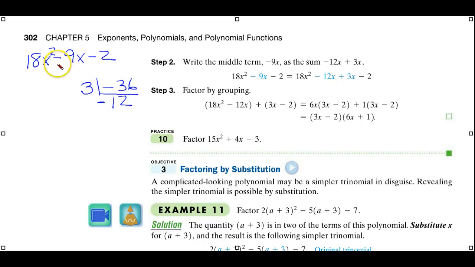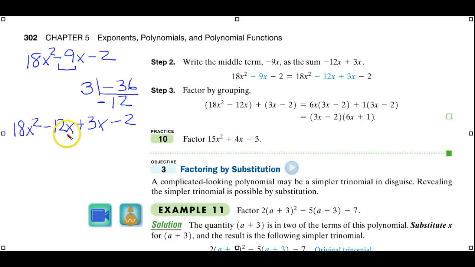Now we're going to rewrite our B term, 18x squared, plus, let's do minus 12x plus 3x minus 2. That's better. Now, I was thinking of putting the 2 there, but this way's better. And again, you have to think about it.